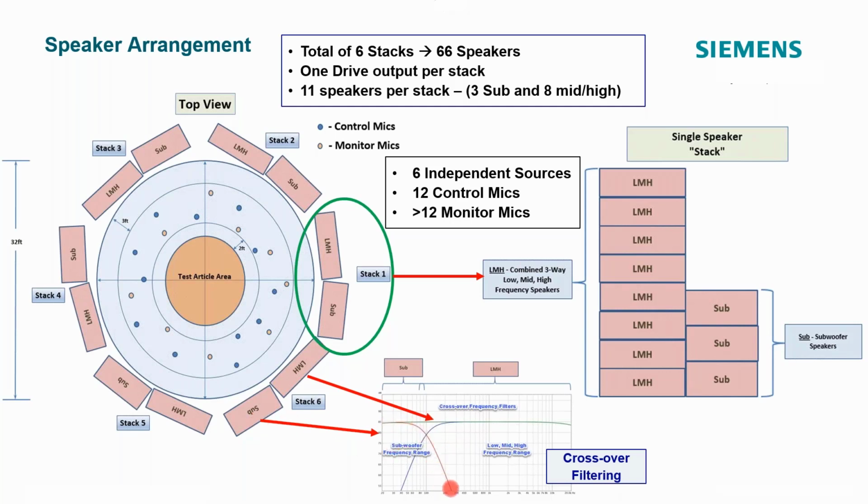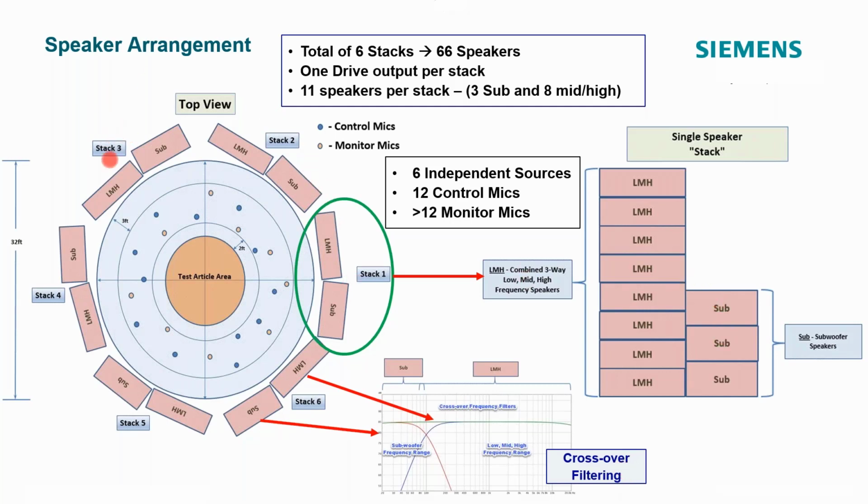They can achieve the low-level responses, and then the LMH, the low, mid, high speakers, can achieve the higher frequency ranges. You couple those together, and this is what you see in the spectral response, and a number of these different speaker stacks. Each one of these stacks is an independent drive. So one drive goes to this crossover filtering, and that splits it up into these different speaker components. So the sub would be in this area, and the crossover filtering takes care of that. So the drive signal for each stack is sent out.